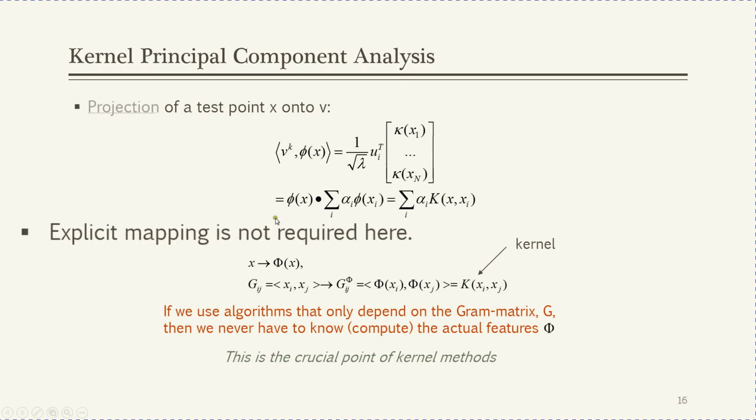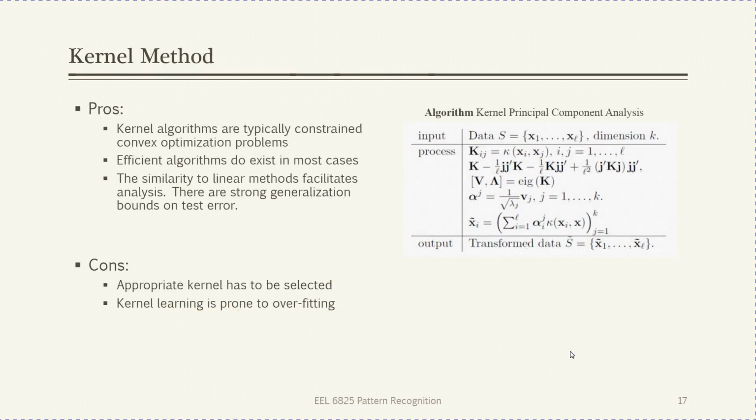So the benefit here is that by applying this kernel principal component analysis, explicit mapping is not required, which means if we use an algorithm that only depends on the Gram matrices G, then we never have to compute the actual features phi. This is a very crucial point of the kernel method that distinguishes it from the others.